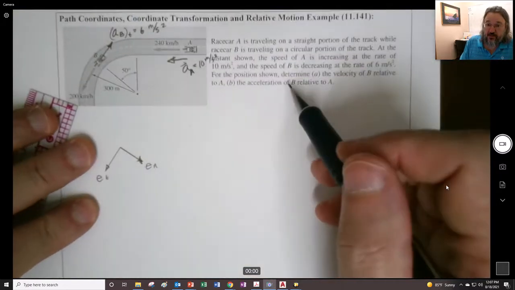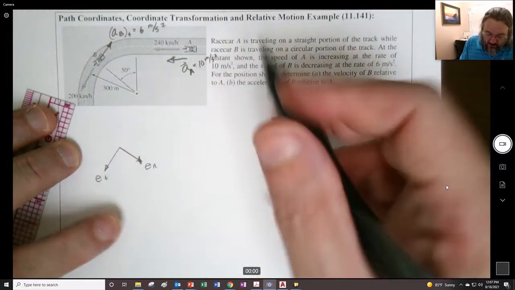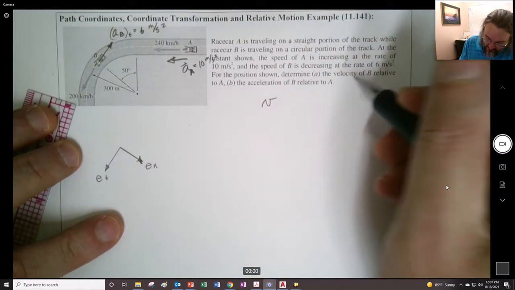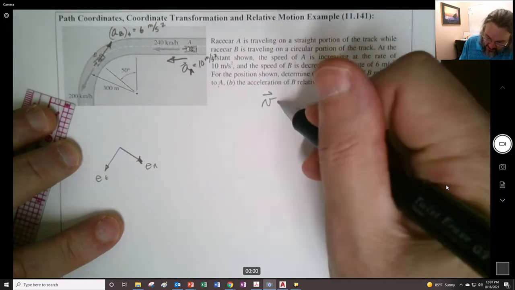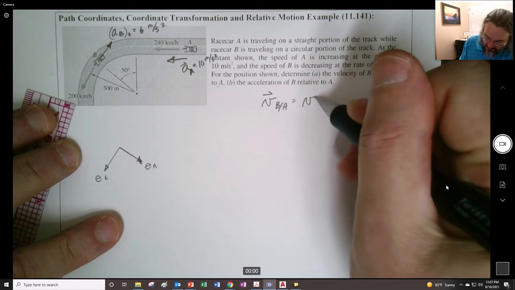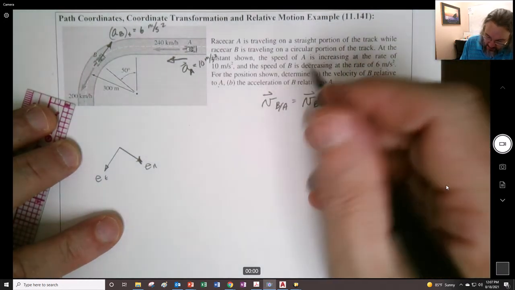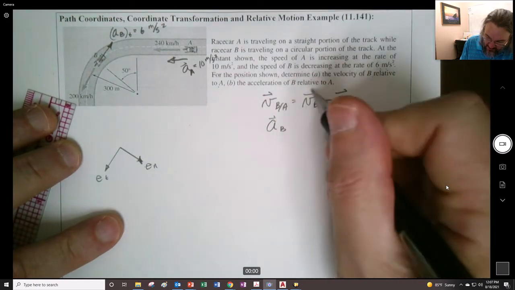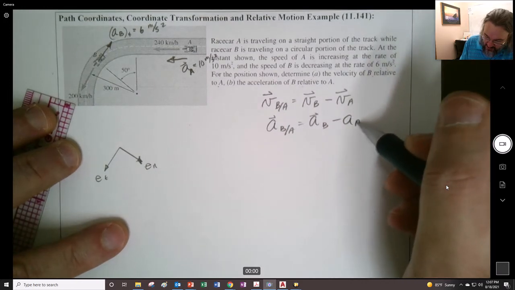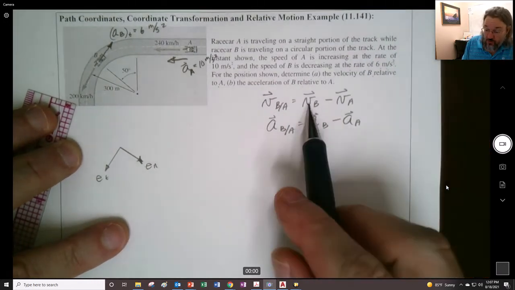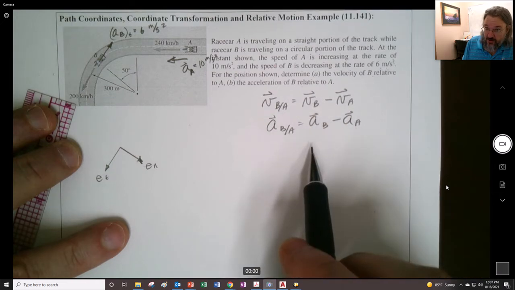Now, if we want to find the relative velocity and the relative acceleration of these, what we're saying is we want to find the velocity of B with respect to A. So we need the velocity of B minus the velocity of A. We also need to do this same thing right here. So this is our mission, B relative to A: the acceleration of B minus the acceleration of A. But the only way we could subtract these vectors is if we have them in the same coordinate system.